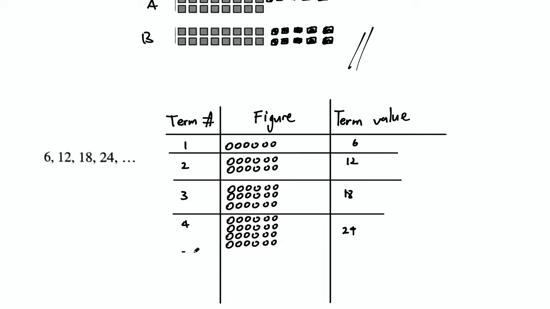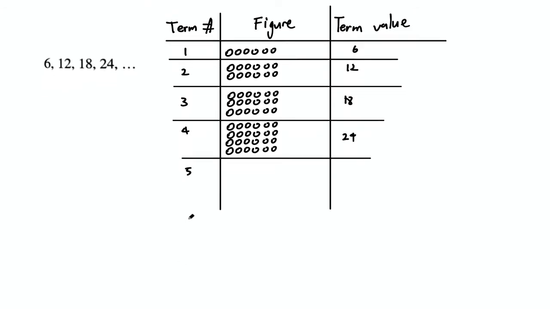Okay, so now we want to figure out the next 3 terms. Right, so we want to find term 5, right? Let me put this down a little. We want to find term 6 and then 7. So what we're doing here is just adding 6 each time, right? We're always adding a row of 6 circles. So here, from 24 adding 6, we can get 30. Then we can get 36. And then adding 6 to this, we get 42.